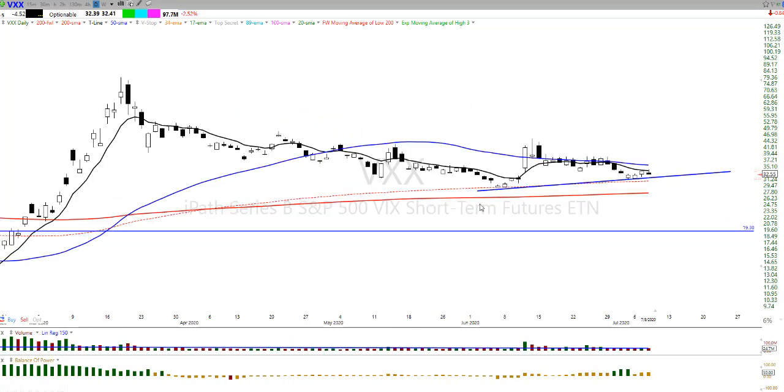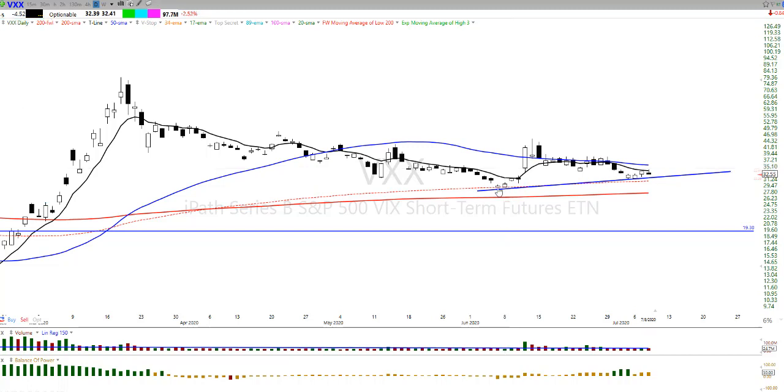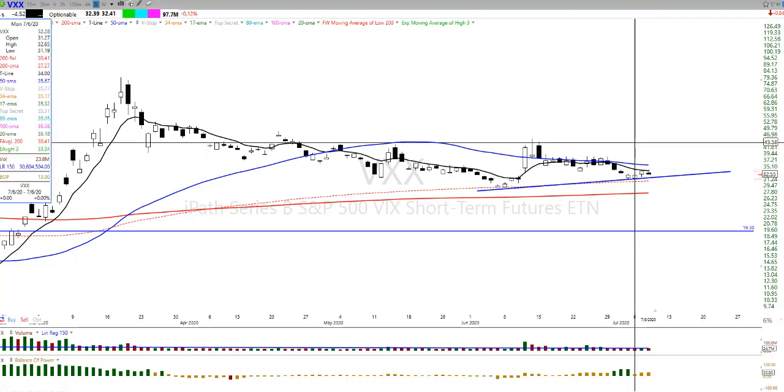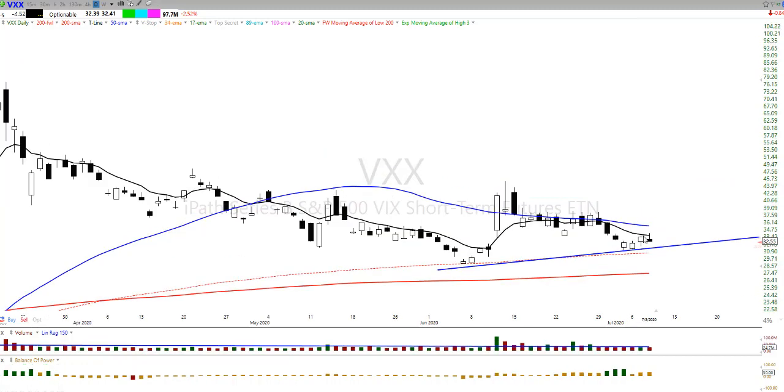Now, we can draw a trend line from these lows over here around June 8th lows, and come up here to the recent low of July 6th, right in here. And you can see we're pushing back right there. So what I'm going to be watching for is how VXX handles this trend line.